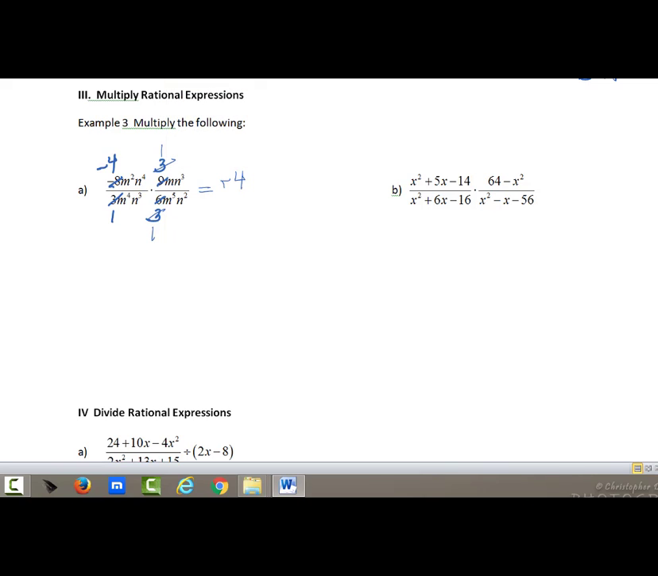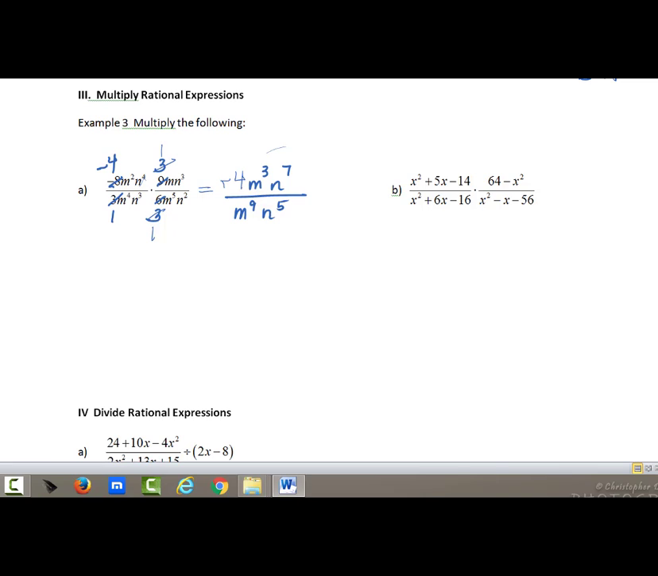And then I have m squared times m. That's going to be m cubed. And then n to the 4th times n cubed is going to be n to the 7th. In the denominator, I just have 1. 1 times 1 would be my numerical coefficient, so I won't put that in. M to the 4th times m to the 5th is m to the 9th because I'm adding those exponents. N cubed times n squared is n to the 5th.